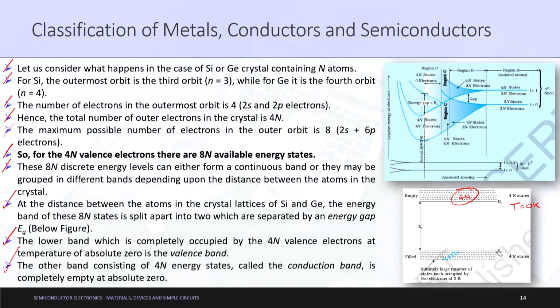And this one is not at all occupied at 0 temperature. One reason for this is that there is no energy excitation, no energy imparted to the valence electrons, hence they reside in the valence band only. When energy greater than, equal to, or approximately equal to the energy gap Eg is imparted, these valence electrons will jump to the conduction band.